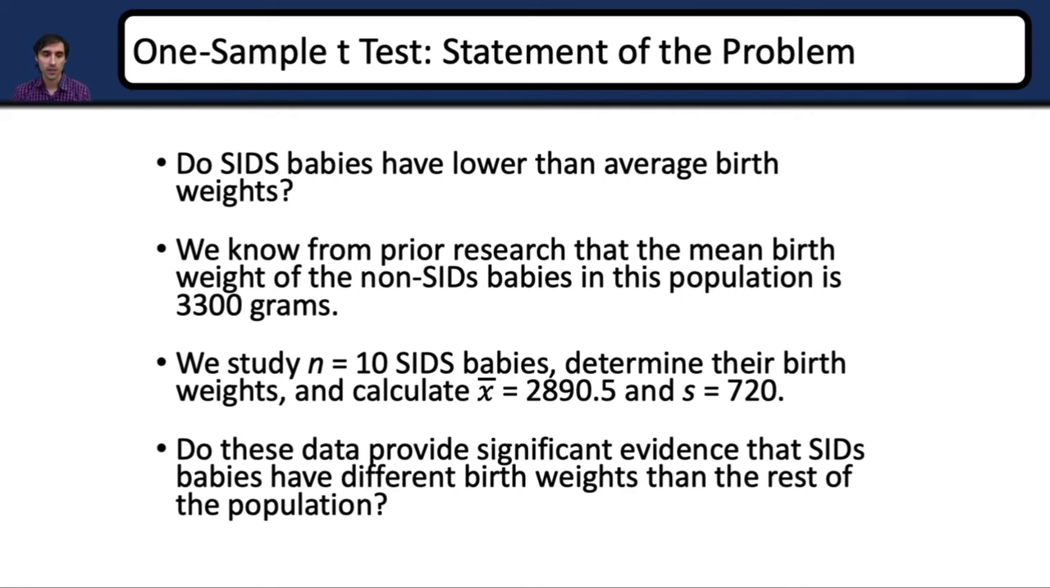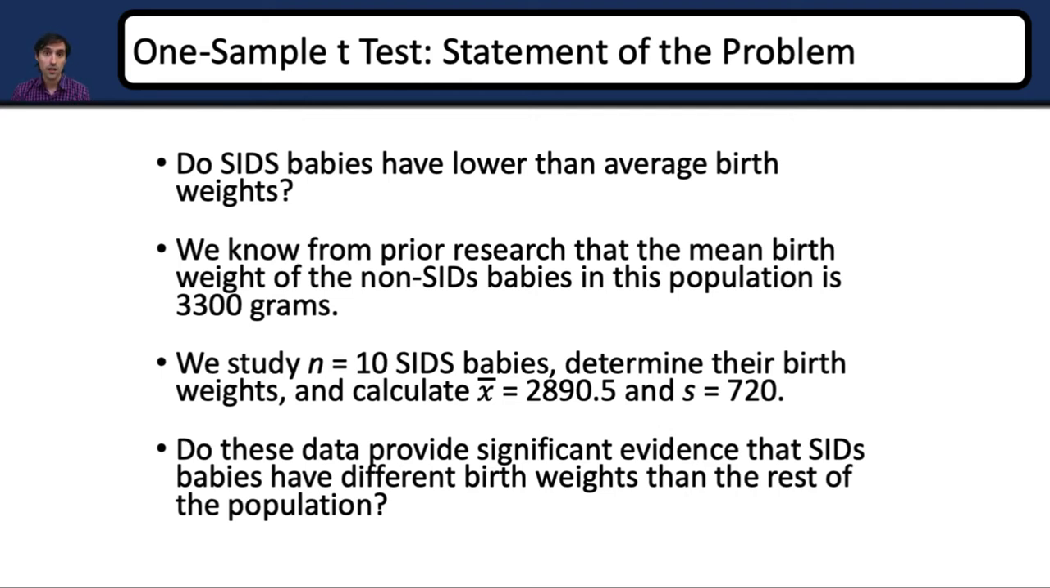So we know from prior research that the mean birth weight of non-SIDS babies in this particular population is 3,300 grams. And within our study, we studied 10 SIDS babies, and we found that their average was 2,890.5 with a standard deviation of 720. So we're looking at approximately a 400 gram difference in the average weight between the population and the sample that we have.